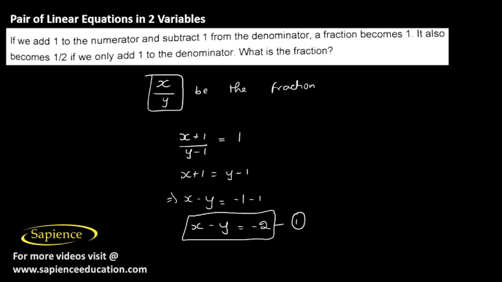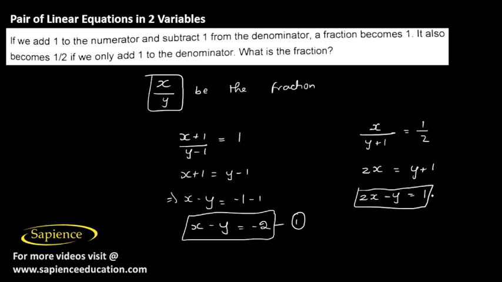Now there is one more hint given: the fraction will become 1 by 2 if we add 1 to the denominator. Without doing anything to the numerator, if we add 1 to the denominator, the fraction is 1 by 2, which means 2x must be equal to y plus 1, which can be rewritten as 2x minus y equal to 1. We will call this our second equation.